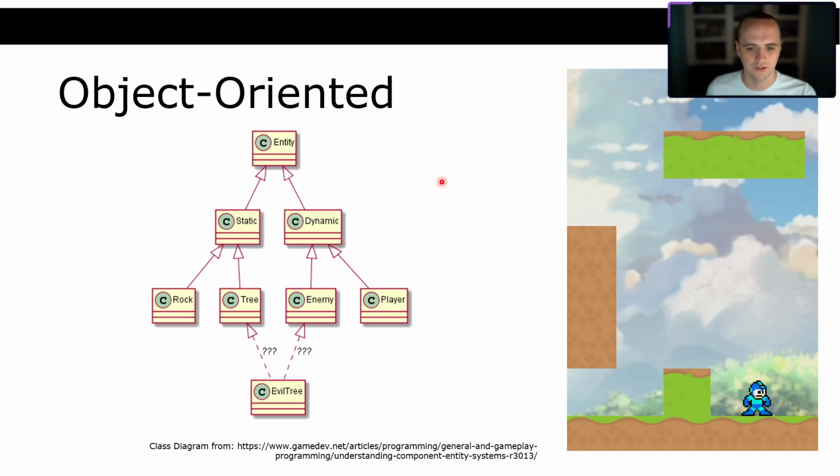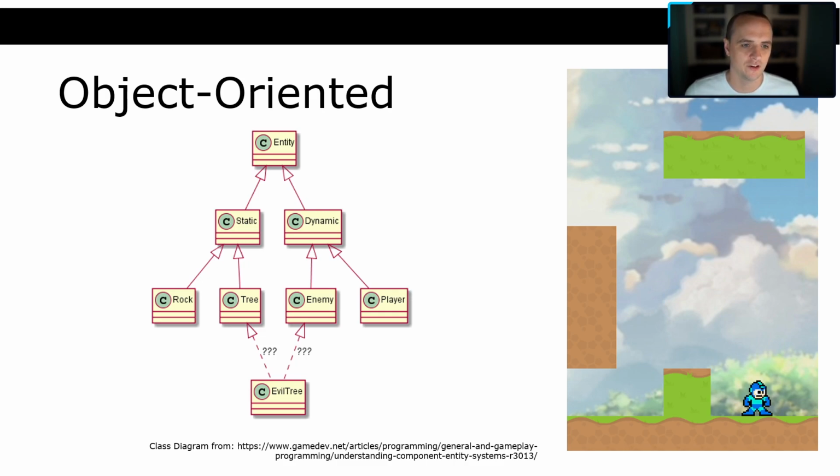Well then, what happens when we want to have an evil tree, right? So maybe there's a tree that's an enemy inherited from dynamic, but tree inherits from static, and so what do we even do in this situation? It's really difficult to maintain this hierarchy in a way that makes sense. And if we have tons of different things that we want to create in our game, then we're going to have possibly dozens or hundreds of different classes, and the code becomes unmanageable, etc., etc.